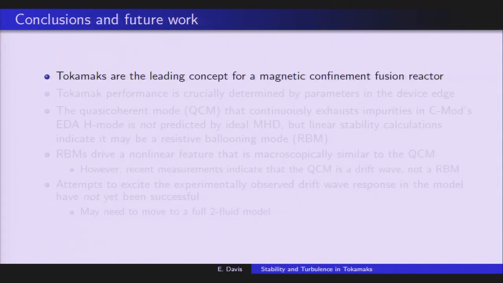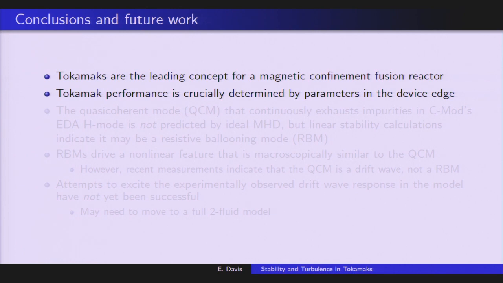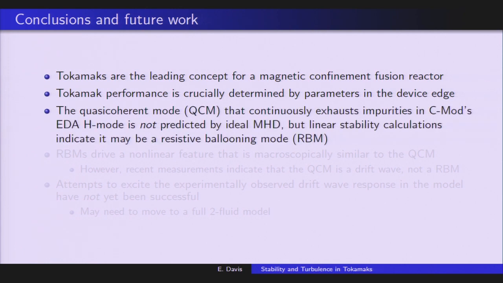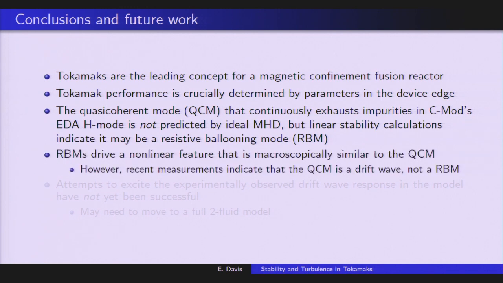So just to conclude, Tokamaks are the leading concept for magnetic confinement fusion reactors, and their performance is crucially determined by parameters in the edge of the device. C-Mod has this quasi-coherent mode, or QCM, that continuously exhausts these impurities from the plasma. It's not predicted by ideal MHD, but it does seem, at least linearly, to correspond to resistive ballooning modes.